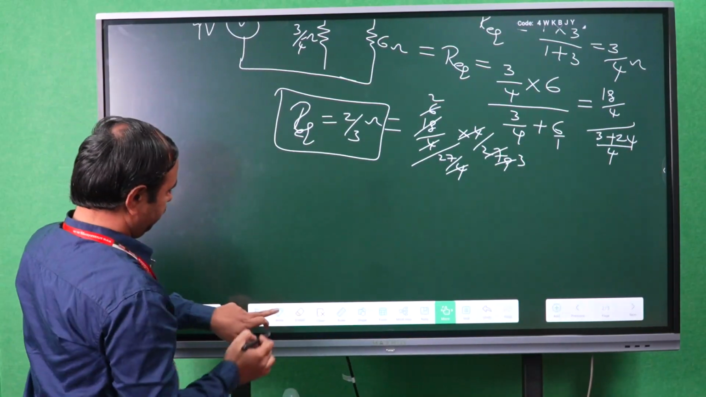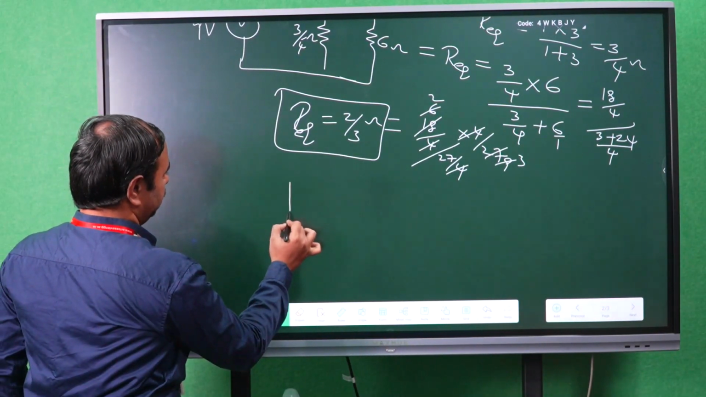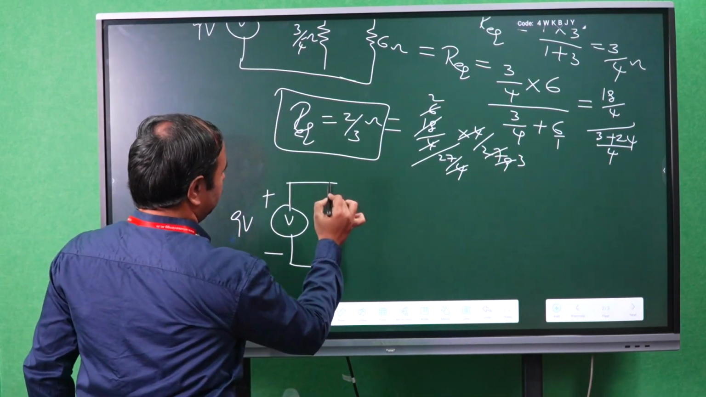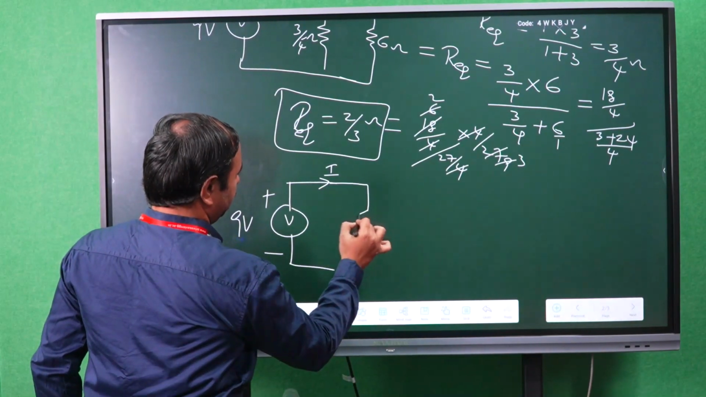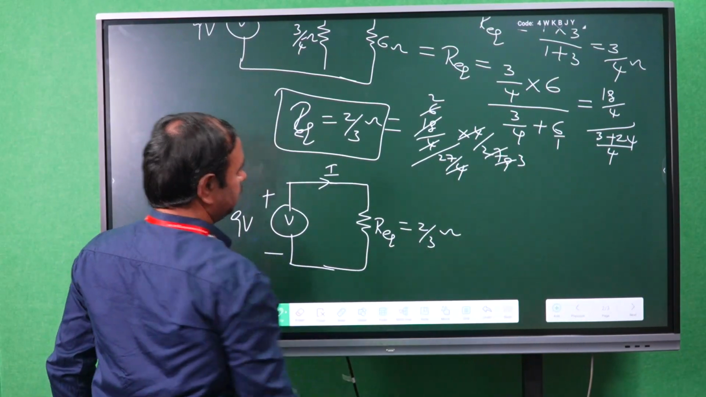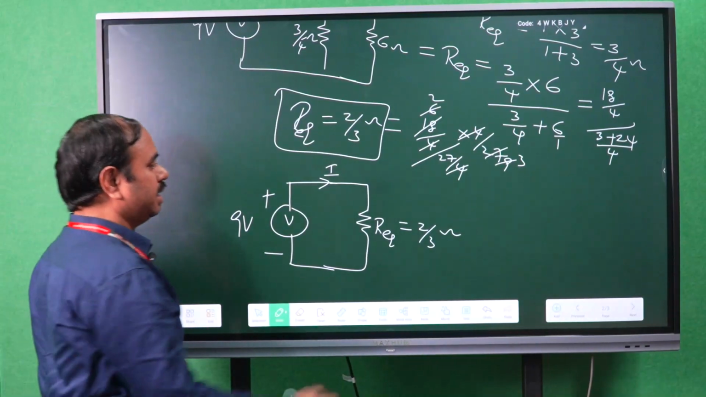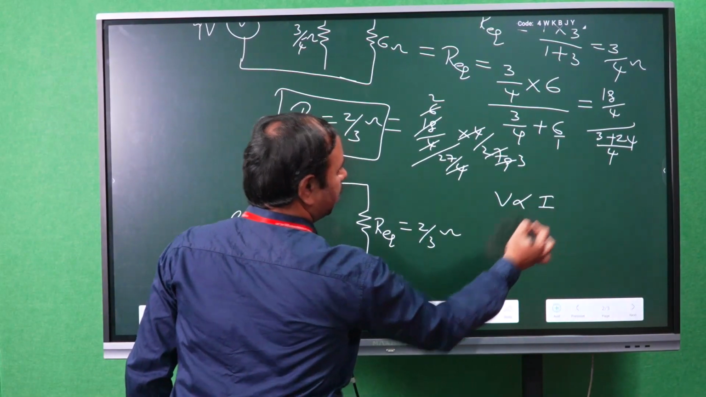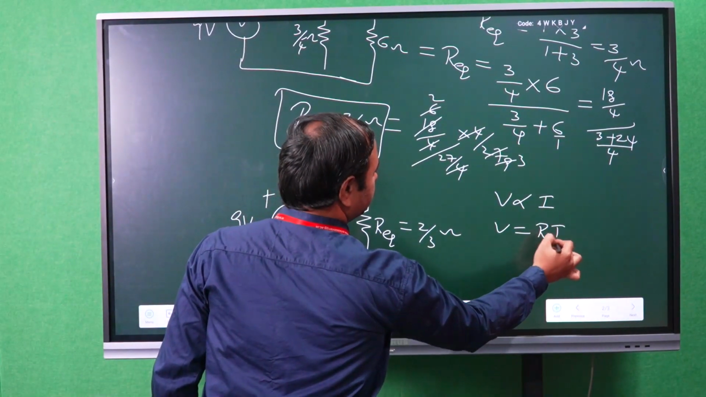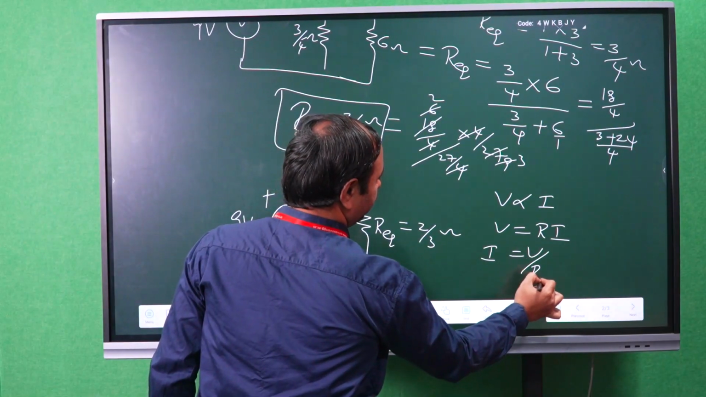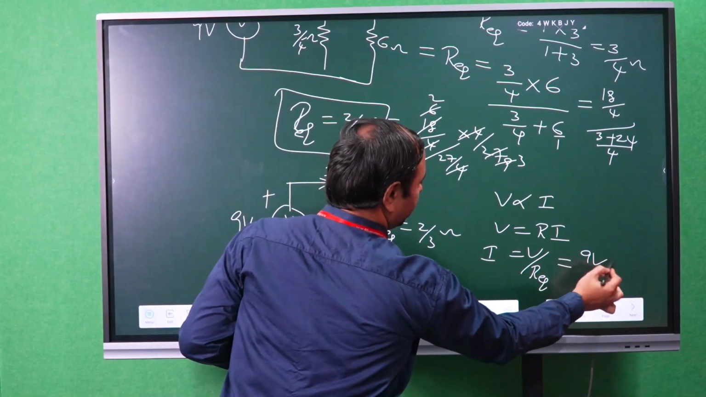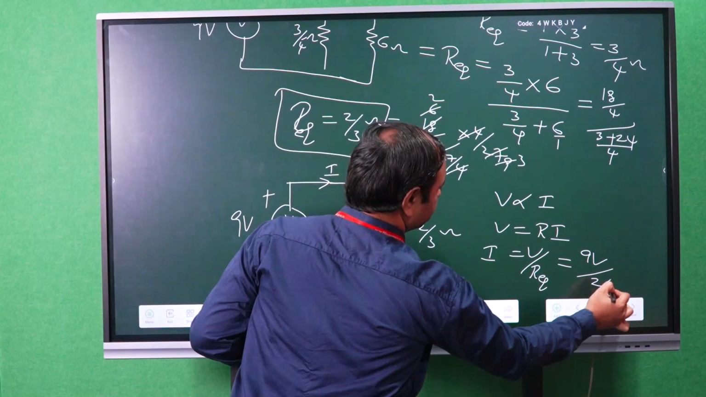Voltage is 9 volts, the R equivalent is 2 by 3 ohms. So to find the current, according to Ohm's law, we know the formula V is directly proportional to I. So from this, V is equal to R i. So I is equal to V by R equivalent. V means 9 volts by R equivalent is 2 by 3 ohms.